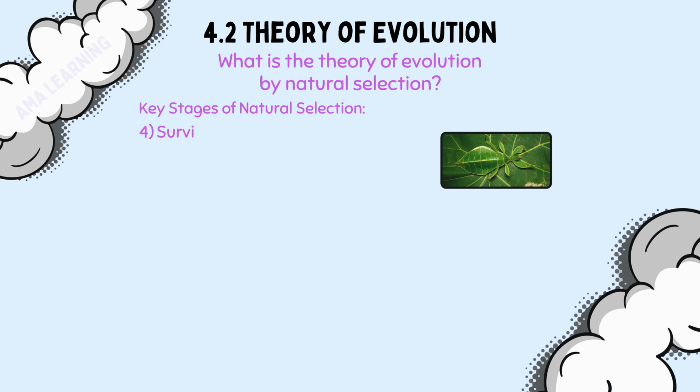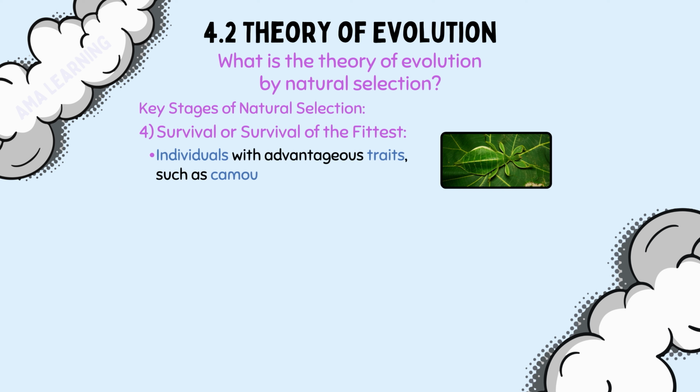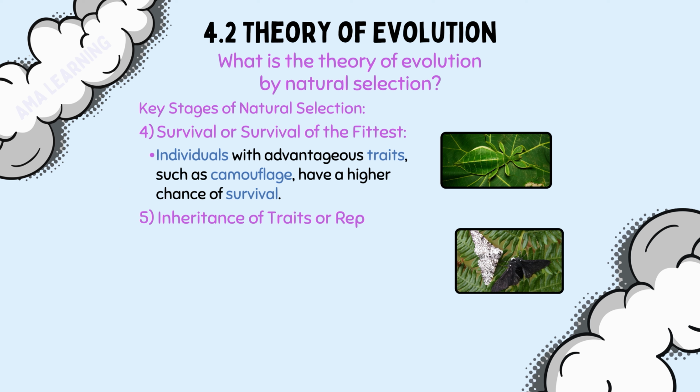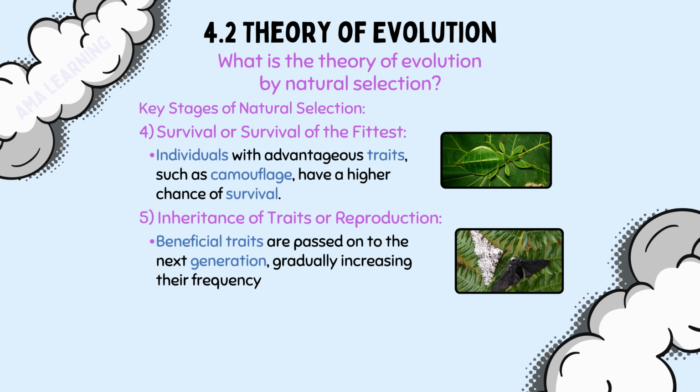Stage 4 is survival, or survival of the fittest. Individuals with advantageous traits, such as camouflage, have a higher chance of survival. Stage 5 is inheritance of traits, or reproduction. Beneficial traits are passed on to the next generation, gradually increasing their frequency in the population.